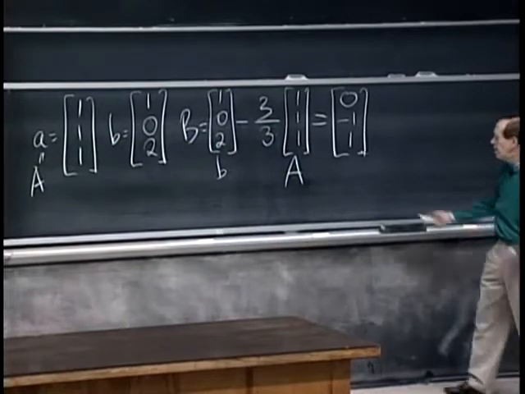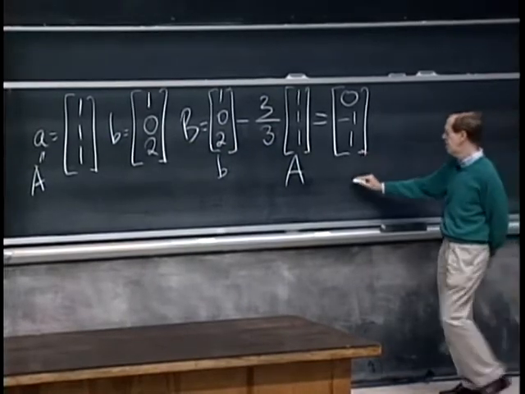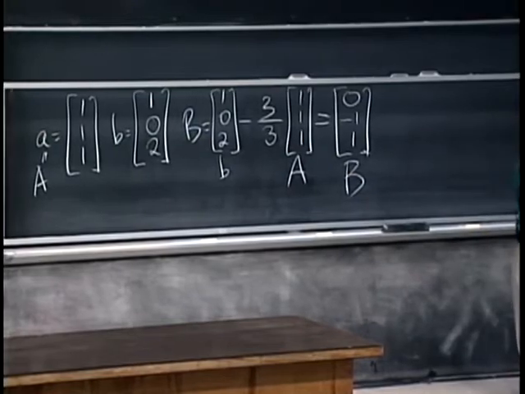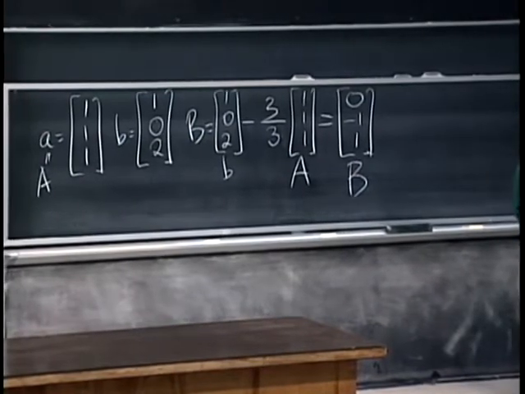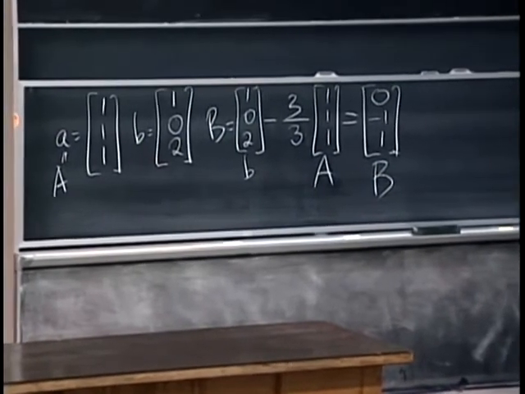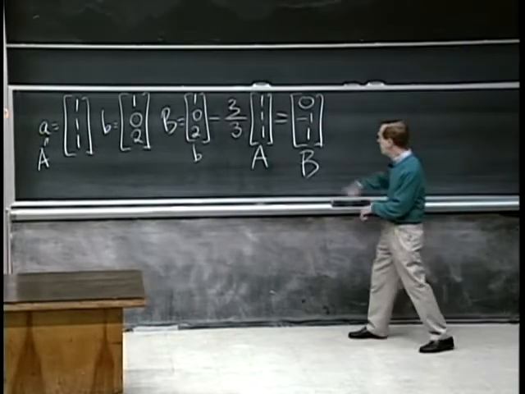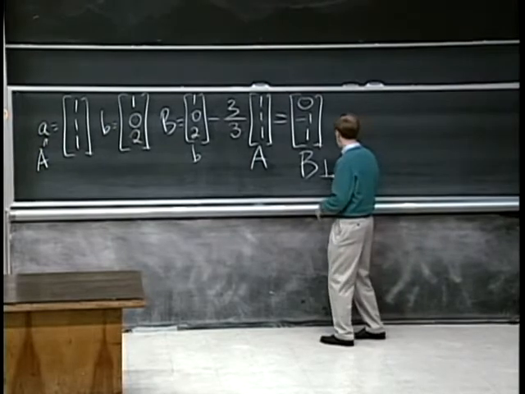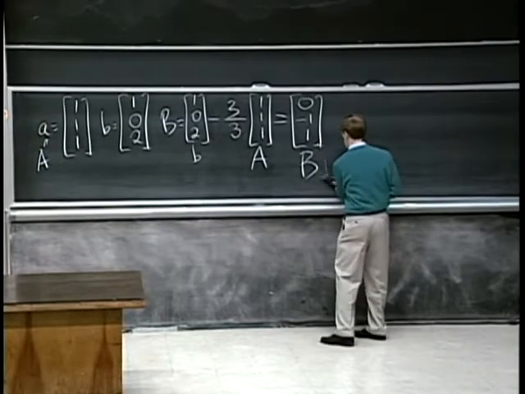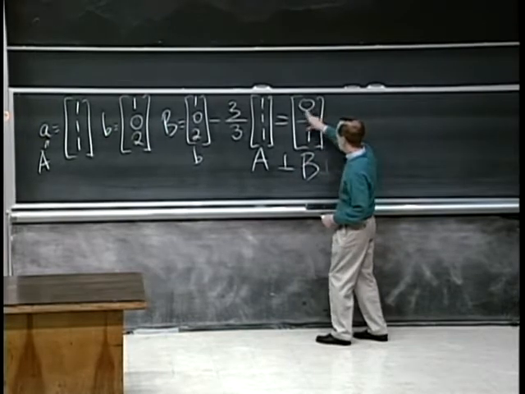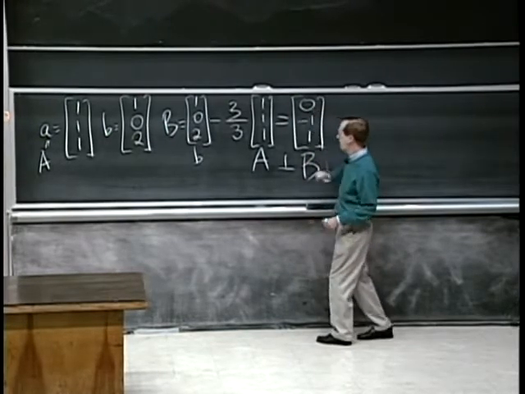And what's this vector that we finally found? This is B. And how do I know it's right? How do I know I've got the vector I want? I check that A and B are perpendicular. Just look at that. The dot product of that with that is 0.